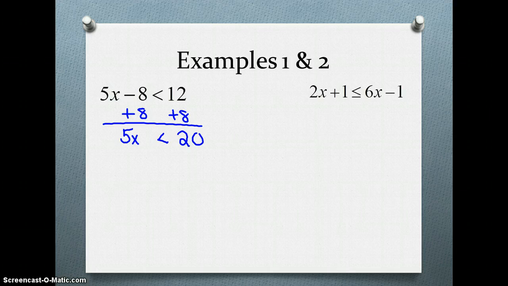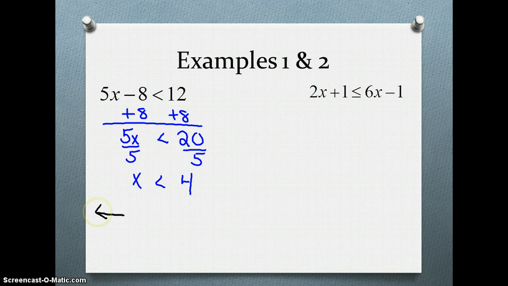Once I have this, I have 5 times x. Well, the inverse of multiplication is division. We would divide both sides by 5, which leaves me with x is less than 4. 20 divided by 5 is 4.